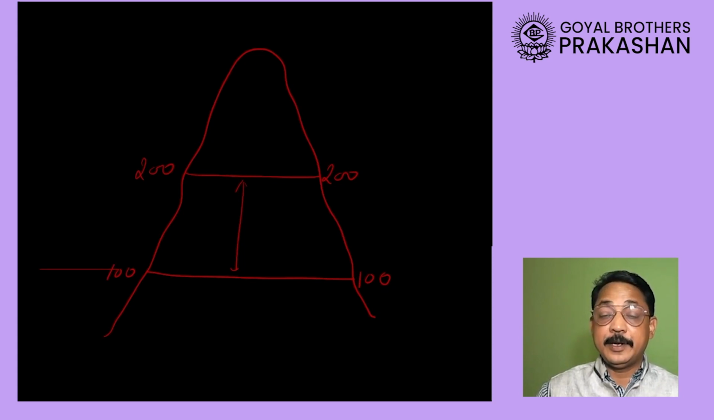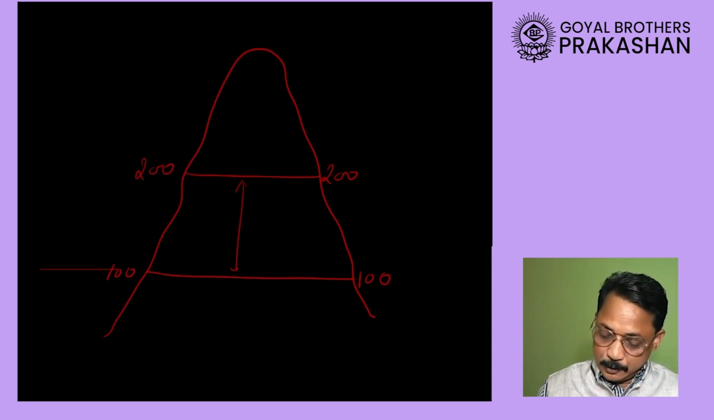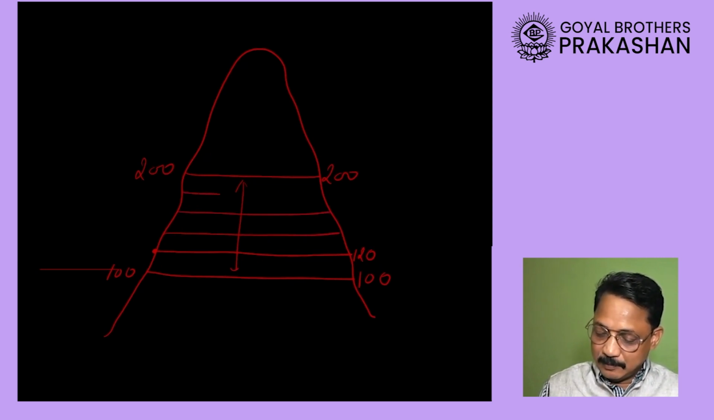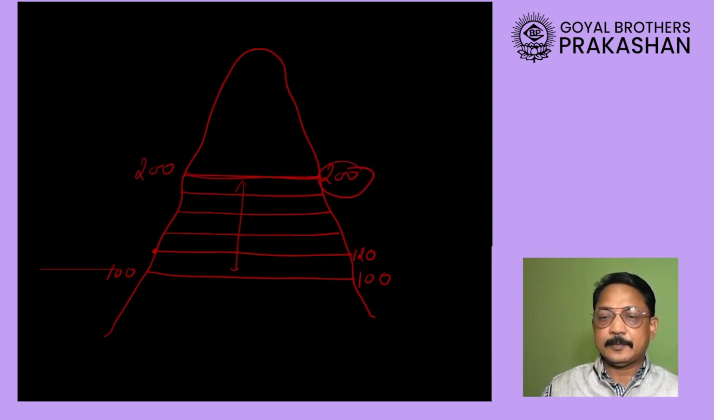I repeat, after every 20 meter. So if here is 100, the next line will be after 20. So it will be 120 meter. Correct. 120. So this will be 140, 160, 180, this one will be 200. So 200 becomes a prominent number.